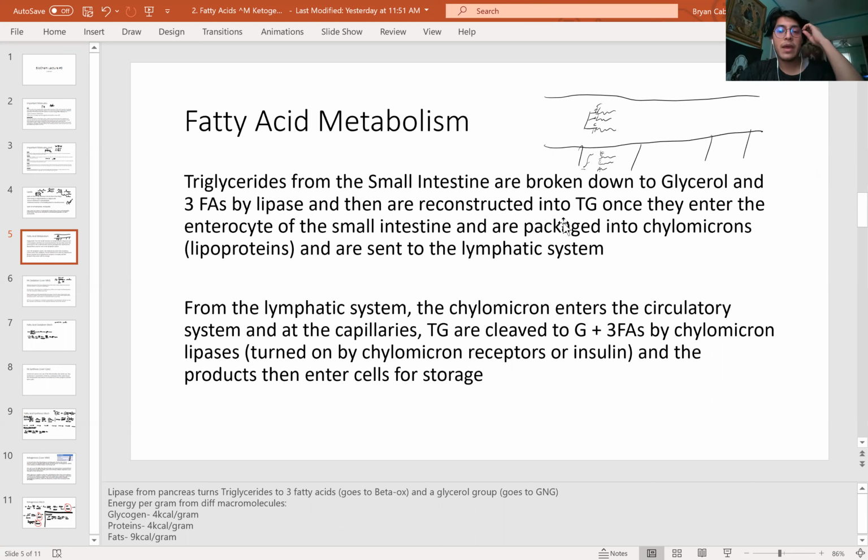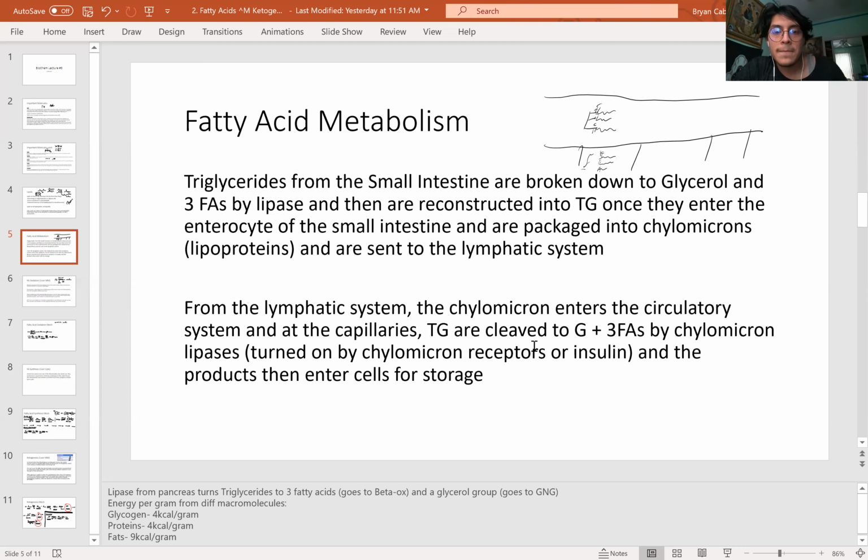What's it called? Capillary. And once it finds the capillary, it has receptors on its membrane that recognize the chylomicron. Either it's going to recognize the chylomicron, or things like glucagon or epinephrine, things that break down storage molecules. They're going to tell the chylomicron to release their substances into the cells so that the cells can hold on to those things. And the chylomicrons are just going to filter back and go back to where they were in the enterocyte of the stomach.